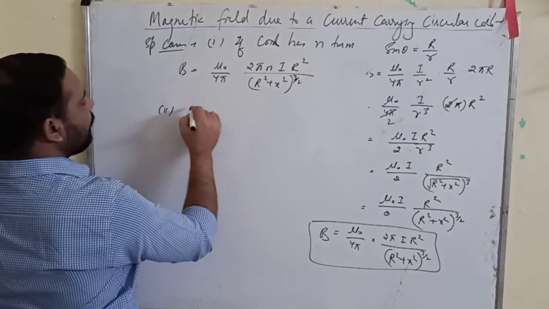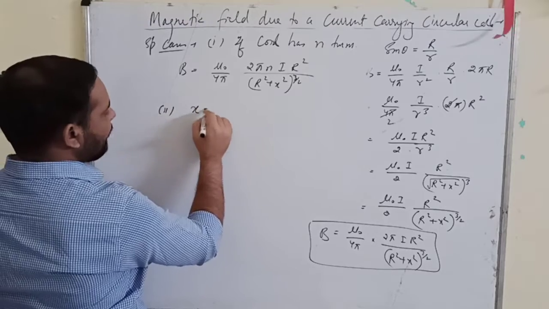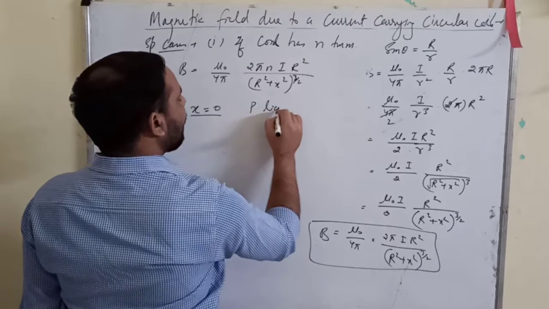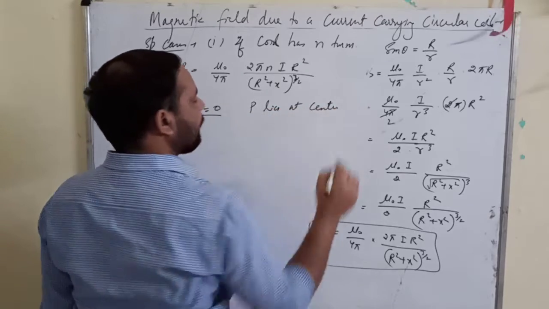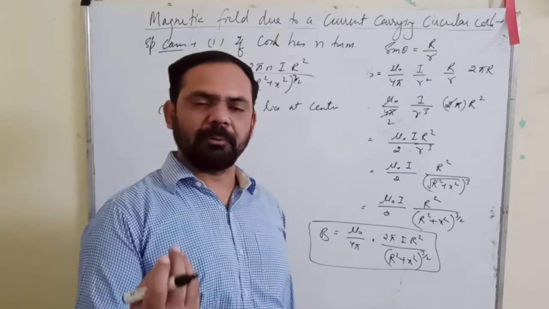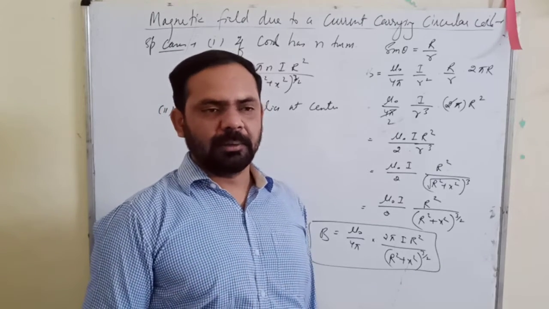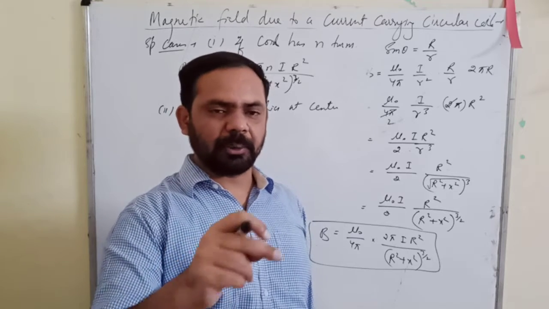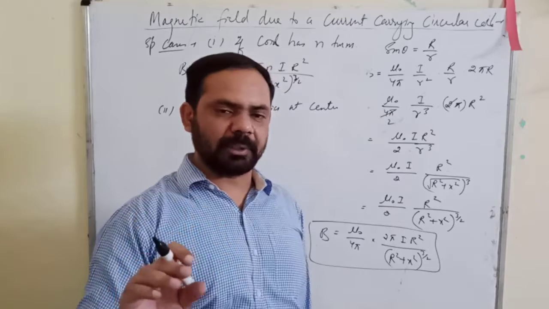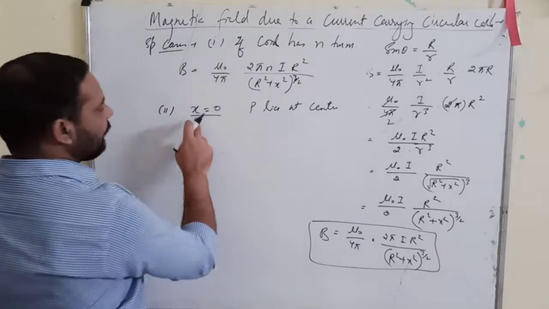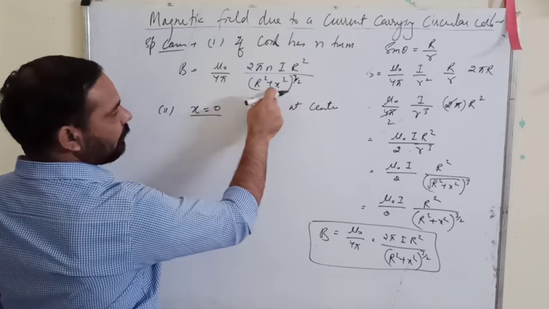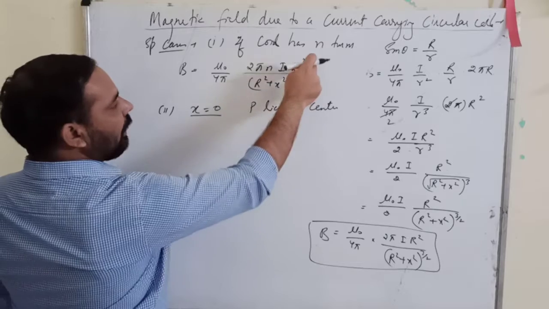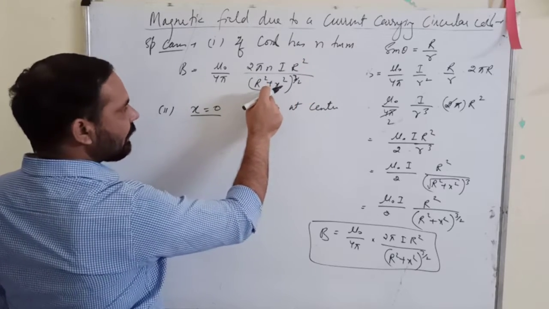Then next is the second point. Suppose x is equal to 0, that means the point P lies at the center. What will be the magnetic field at the center of the current carrying coil? In case of electric field, it was 0. The electric field due to a charged circular coil at the center was 0. Now we obtain how much this value will be. If x is equal to 0, r square raised to 3 by 2, the square and half will cancel, so r cube. Square and cube will cancel and you will have only a single r here.